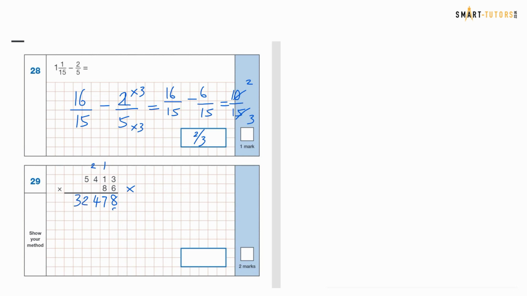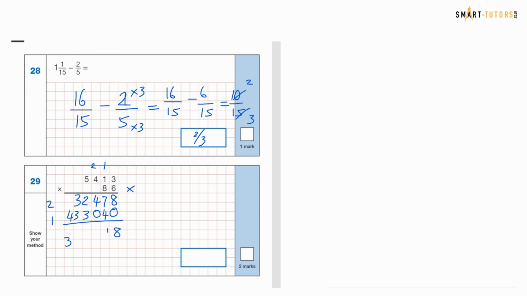Now we're going to go into 8. So 8 times 3 is 24. So 4 carry the 2. 8 times 1 is 8. Add 2 is 10. 0 carry the 1. 8 times 4 is 32. 32 add 1 is 33. 3 carry the 3. 8 times 5 is 40. 40 add 3 is 43. And you're going to add this all together.